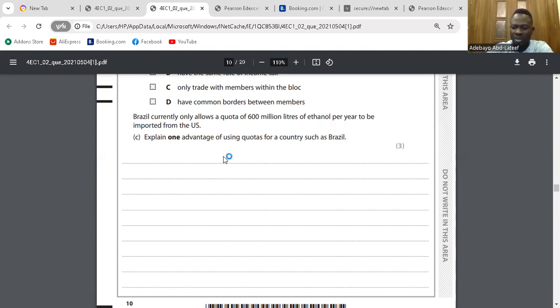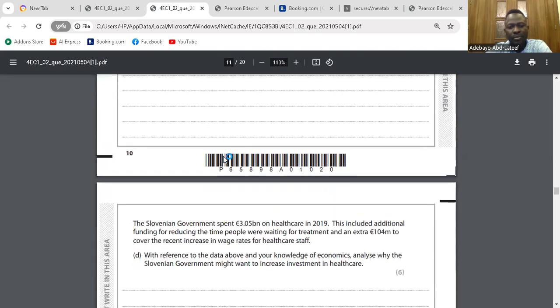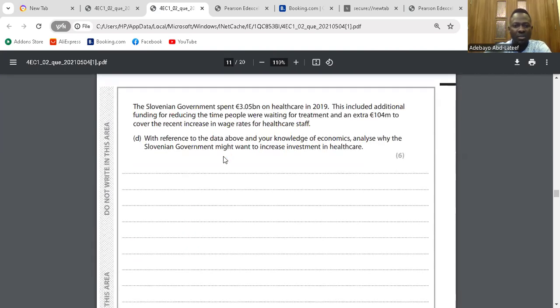We go to question D. We have the case study there. With reference to the data above and your knowledge of economics, analyze why the Slovenian government might want to increase investment in healthcare. I start. Healthcare provision will bring about improvement in the provision of medicines and treatments to the Slovenian population. Clear? Good. Investing 3.5 billion in healthcare means that people will have access to healthcare irrespective of their status. This will improve the life expectancy of the population.